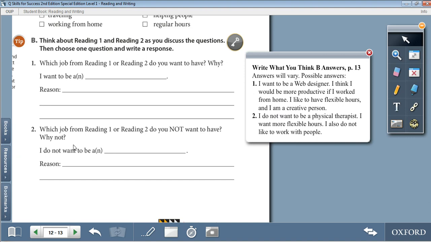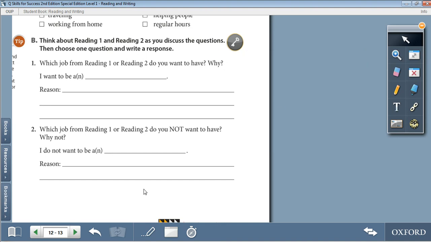Or you may choose to answer question 2. Which job from reading 1 or reading 2 do you not want to have? Why not? I don't want to be a physical therapist. I want more flexible hours. I also do not like to work with people. Moving on.